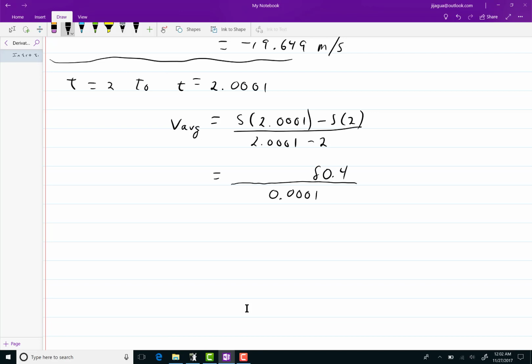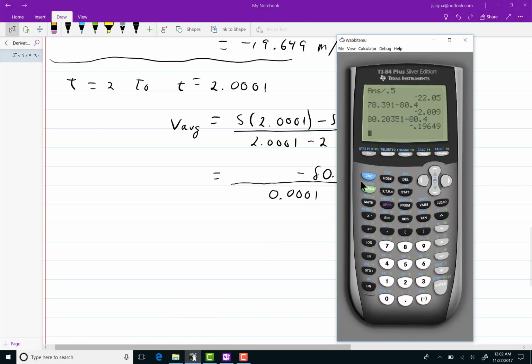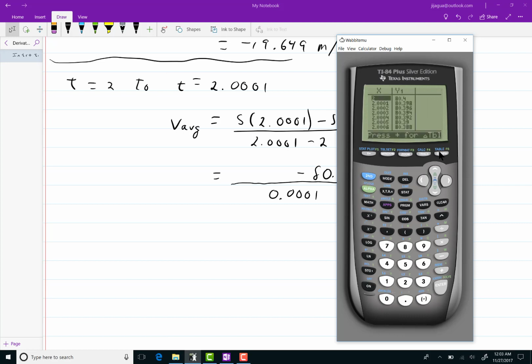So I will go and get that now. And as before, what do I need to increment by? 0.0001. So I will go to my table set and go 0.0001, and then I'll go take a look at my table value. I think I'm going to round to 3 decimal places, so 80.398.